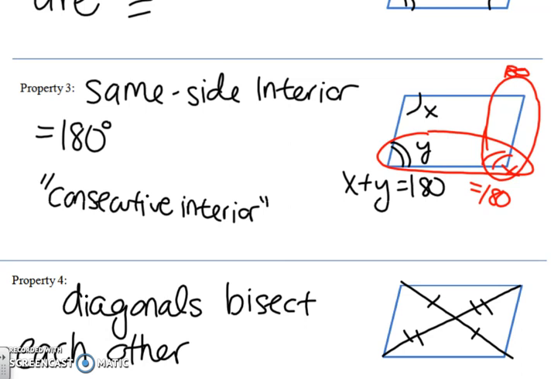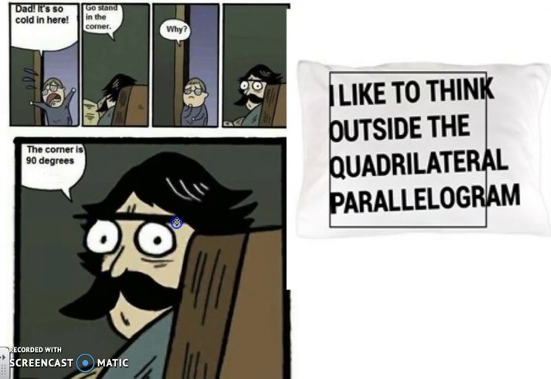Okay? So, joke time. Dad, it's so cold in here. Go stand in the corner. Why? The corner's 90 degrees. Ha ha ha. Also, I like to think outside the quadrilateral parallelogram, aka box. Are you laughing right now? Great. If not, sorry.